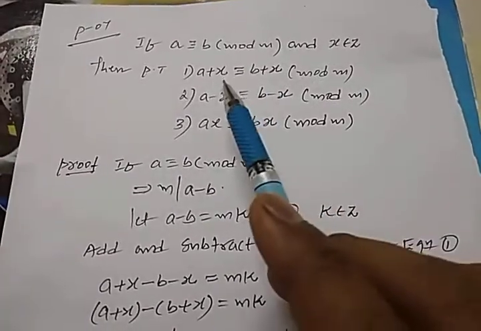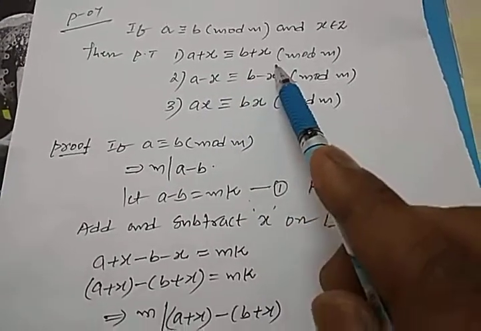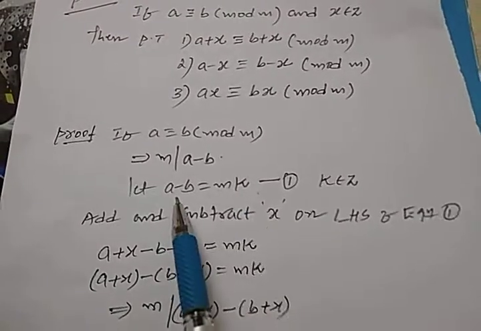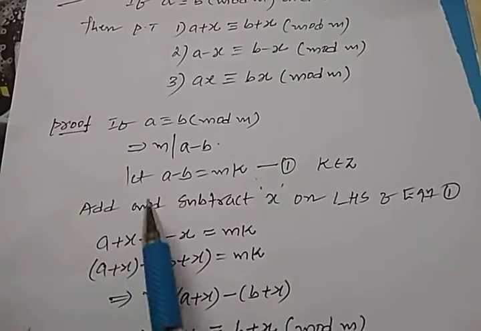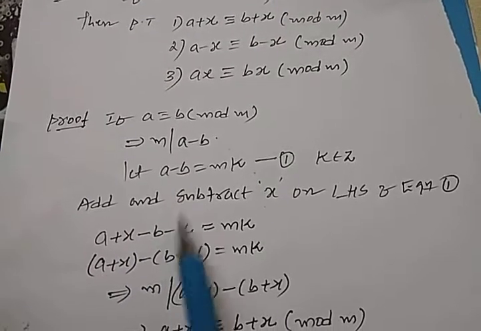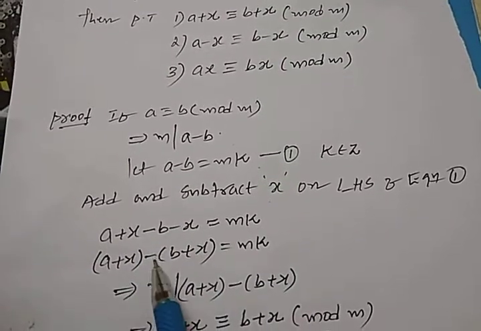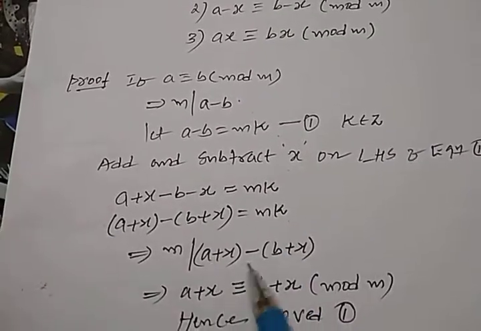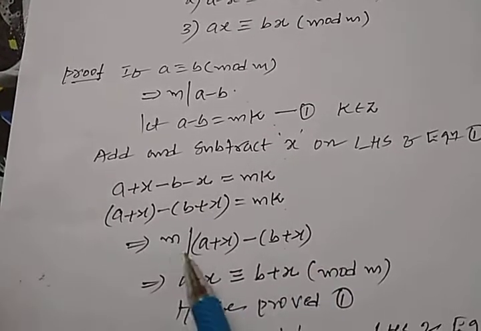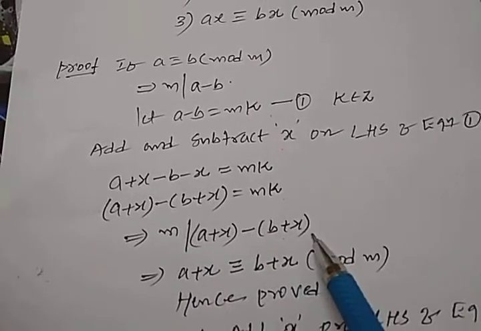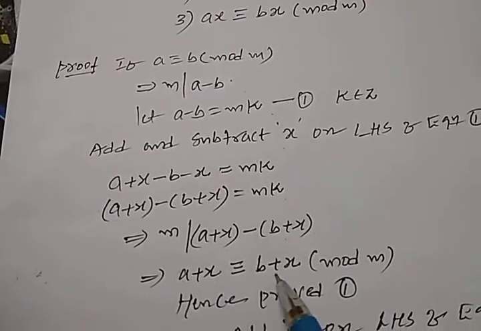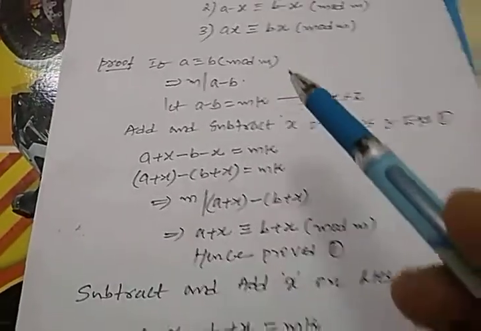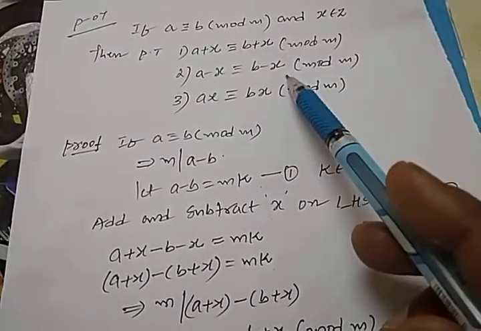Observe in the proof, there is A plus X congruent to B plus X. Okay, I am going to add and subtract X on the LHS of equation 1. Now A plus X minus (B plus X) is equal to MK. Simplify, A plus X minus, common outside, B plus X is equal to MK. We can write this as M divides A plus X minus (B plus X). If M divides A plus X minus (B plus X), it can be written as A plus X is congruent to B plus X mod M. Hence proved 1.